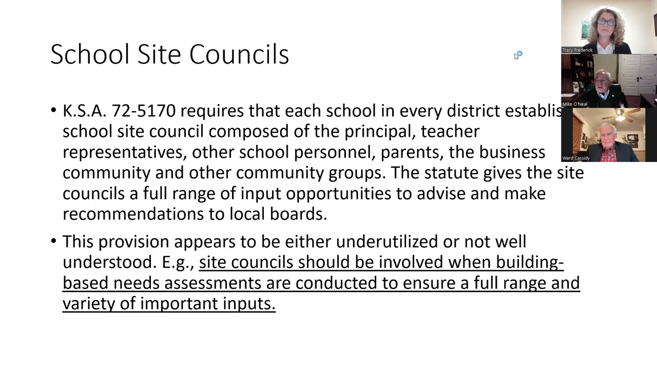And ESSA, the Every Student Succeeds Act, the federal act, recognizes the importance of parental input and input of the business community. And so anyway, I would just advise, take a look, who's on your site councils, how are they being utilized, and don't be shy about asking for input from these individuals. Next slide.